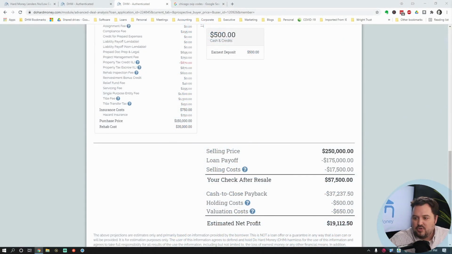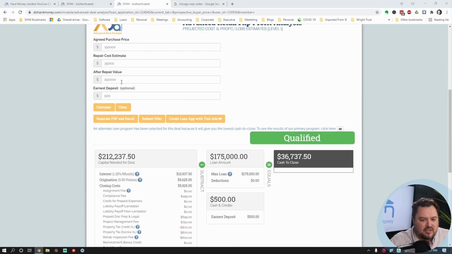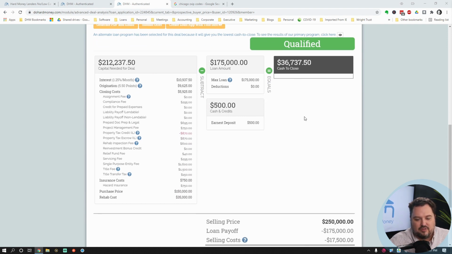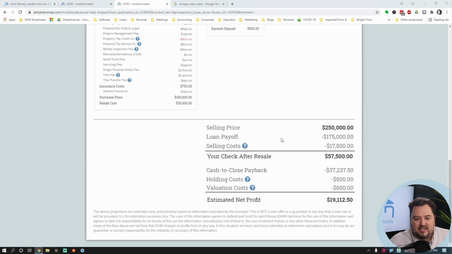Let me just jump back over here so you can see this is basically what we're talking about here. So if it's, I think I put this one, let's see, a $250,000 sale, it's going to need about $212,000. The loan's for $175,000. You'd have to put $36,000. Now, if you have better credit or you want a different program, it gives you a bunch of different options on that. And then this is your selling costs here, which includes your title fees, your agent commission. You have to pay back any investment if you put money into the property. You're also going to have some holding costs. This is your estimated utilities at $500, and then some valuation. So if there's any valuation that needs to be done, which is going to put your net profit at $19,112.